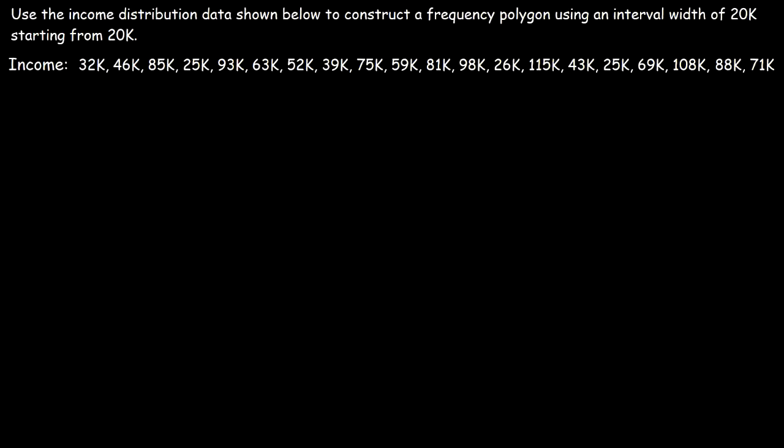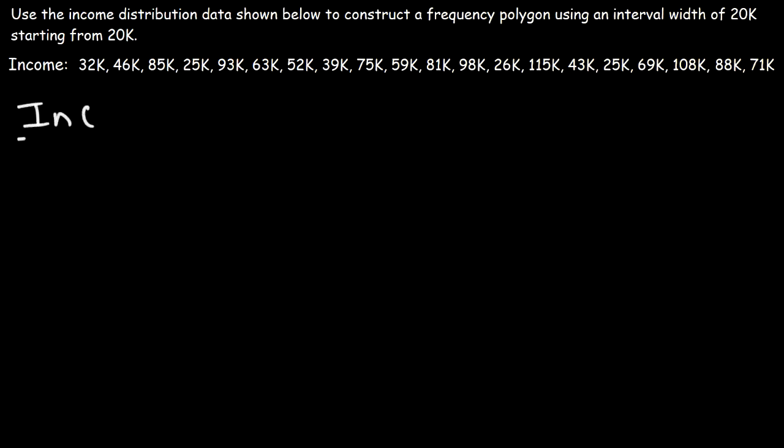In this video, we're going to talk about how to make a frequency polygon. So in this problem, we're given the income distribution data, let's say of a few individuals in a certain town. And we want to make a frequency polygon using an interval width of 20K, where K is 1,000. And we're going to start from 20K, since looking at our list of data, there's no income below 20K in this example. So the first thing we're going to do is make a table.